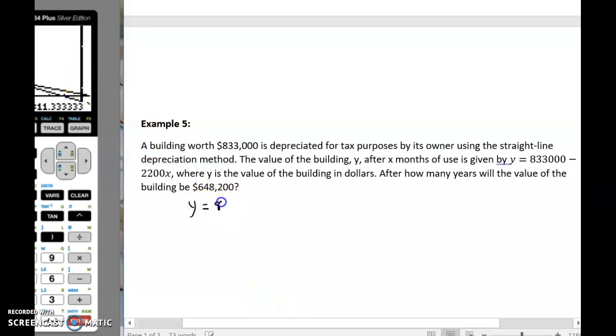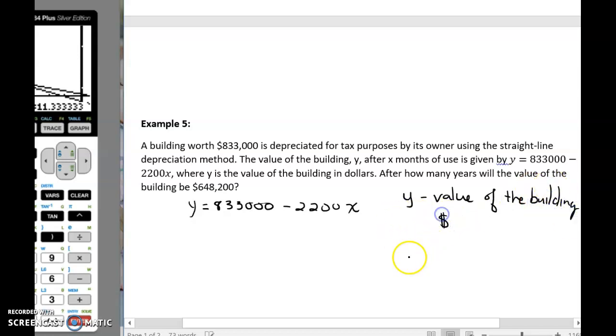Okay, so our equation here, y equals 833,000 minus 2,200 times x. When I'm doing applications, I always like to write down what x and y mean. Y is the value of the building in dollars. X is the amount of time in months. We want to know after how long, or after how many years, will the value be $648,200. So that is y, the value of the building.